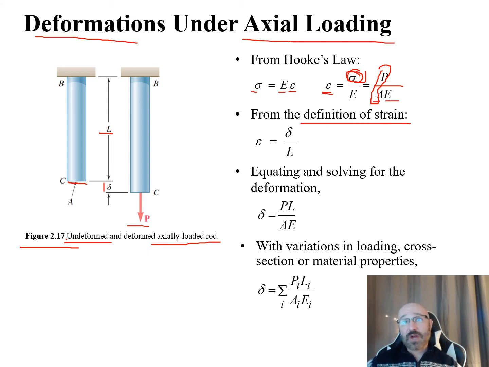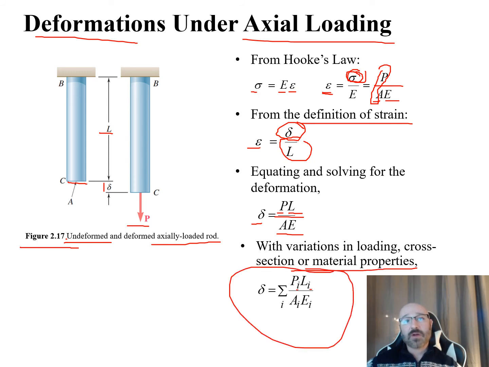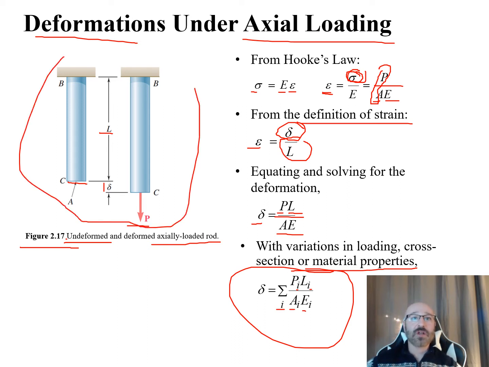From our definition of strain, we recall that strain is equal to our deformation over our original length L. So we can plug in these two equations and equate them, and we find that the deformation is equal to our external load times our original length, divided by our cross-sectional area times our modulus of elasticity. With variations in loading, cross-sections, and material properties, we can put this into a summation with all our indices i. So that's a real simple case, for this loaded and unloaded axial rod, going from Hooke's law and our definitions of stress and strain to get our relationship for deformation.